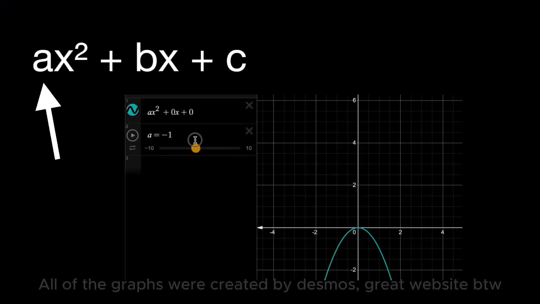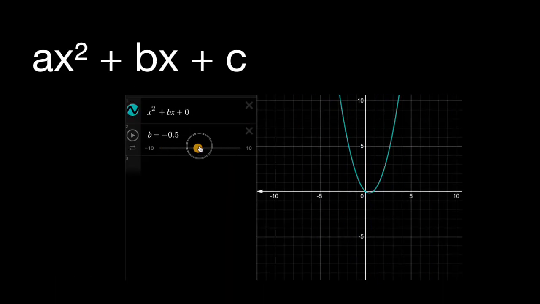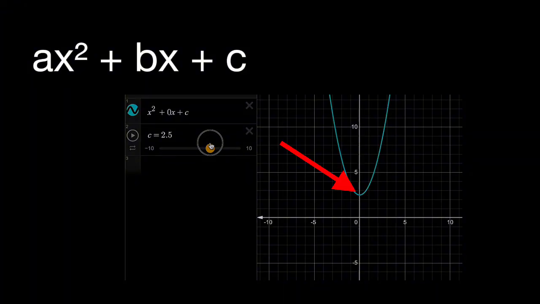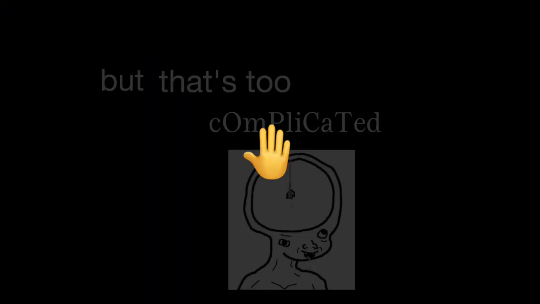Now let's see what tweaking a, b, and c can do to our equation. A determines how steep the quadratic curve is, b influences the turning point of the curve, c determines the y-intercept of the curve, which is where the graph intersects the y-axis. But that's too complicated for my brain to understand. Let's slow down a bit.